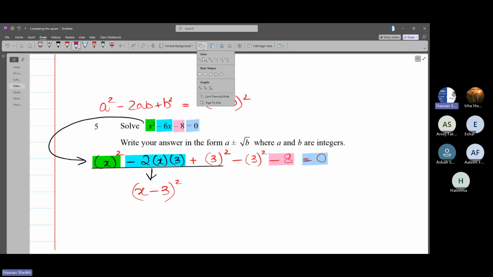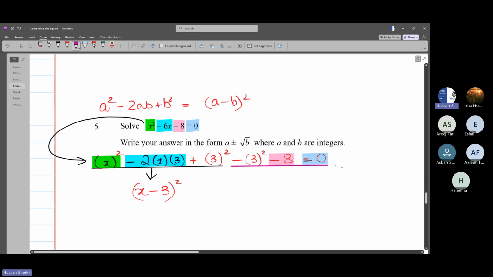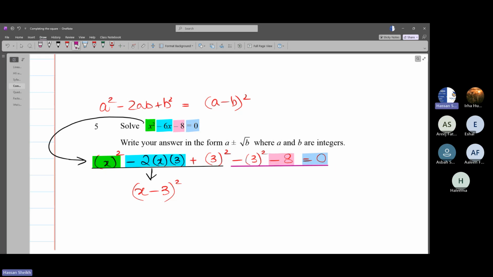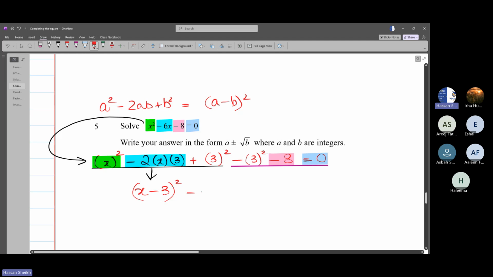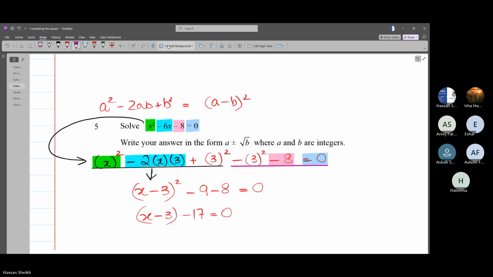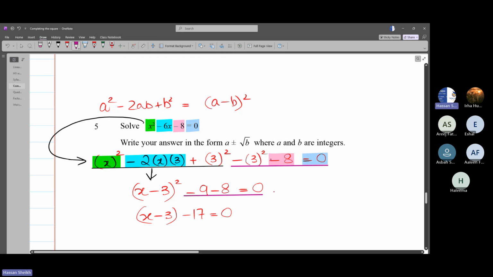And then what about these purple underlined ones? Minus 3 square is minus 9, minus 8, equals minus 17. Please understand where this comes from.